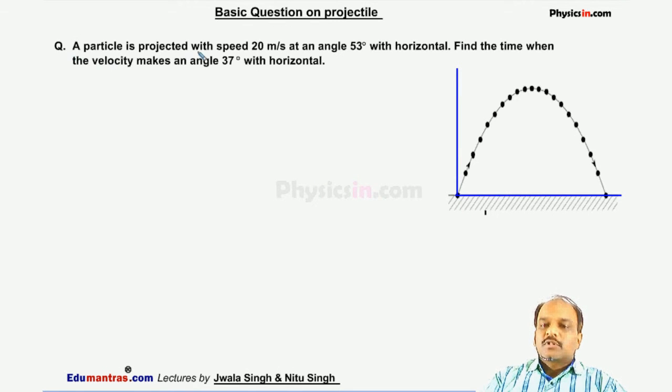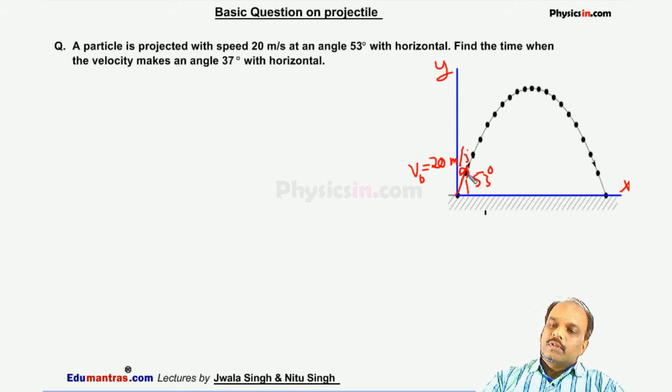A particle is projected with speed 20 meter per second at an angle of 53 degree with the horizontal. Find the time when the velocity makes an angle 37 degree with the horizontal. So this is the particle. This is our y-axis. Let this be x-axis. The particle is projected with speed 20 meter per second at an angle of 53 degree.